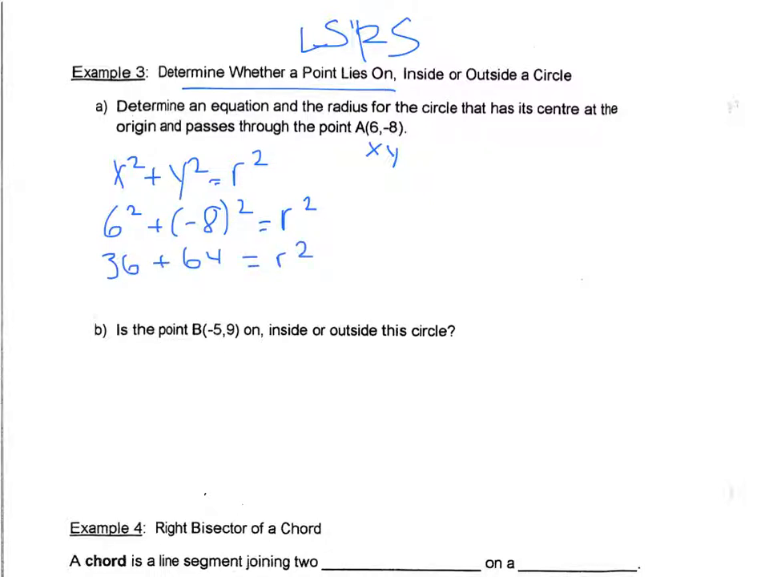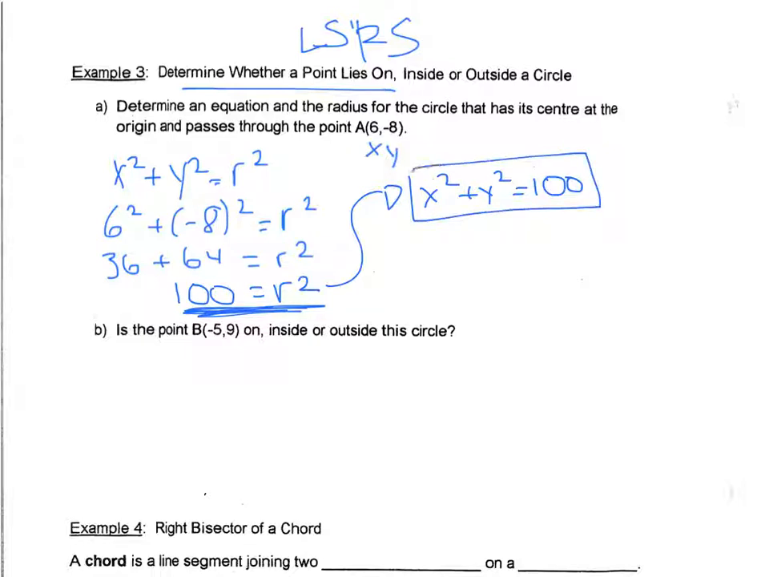Don't forget, this will never ever be negative. If you square a number, regardless of its sign, it equals a positive answer. So r squared is 100. You don't even need to know r because that's what goes in the equation. So the equation of this circle is x squared plus y squared equals 100. That's our final answer for the equation.